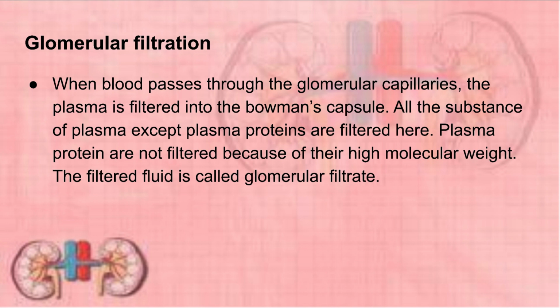Glomerular filtration. When blood passes through the glomerular capillaries, the plasma is filtered into the Bowman's capsule. All the substances of plasma except plasma proteins are filtered here. Plasma proteins are not filtered because of their high molecular weight. The filtered fluid is called glomerular filtrate.